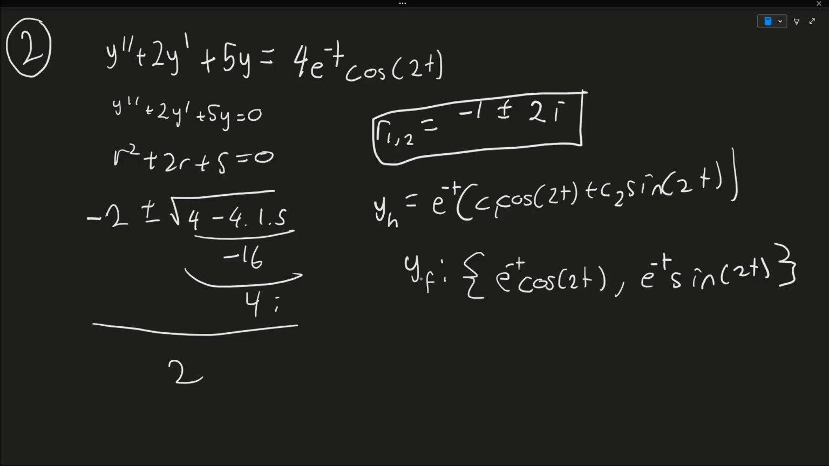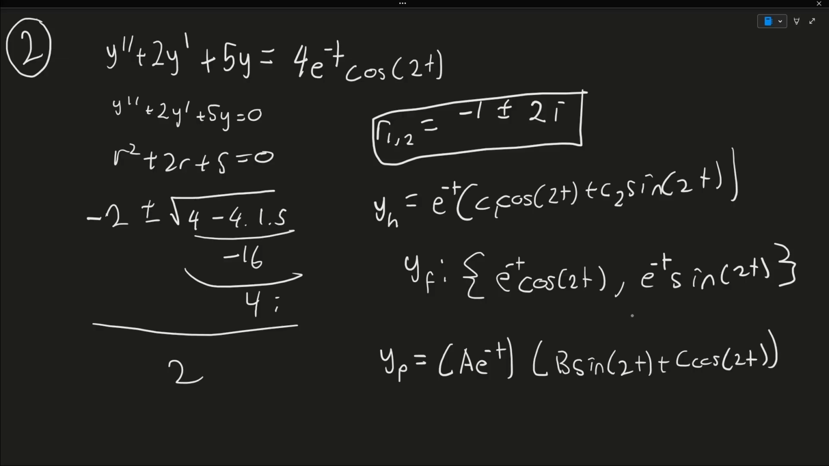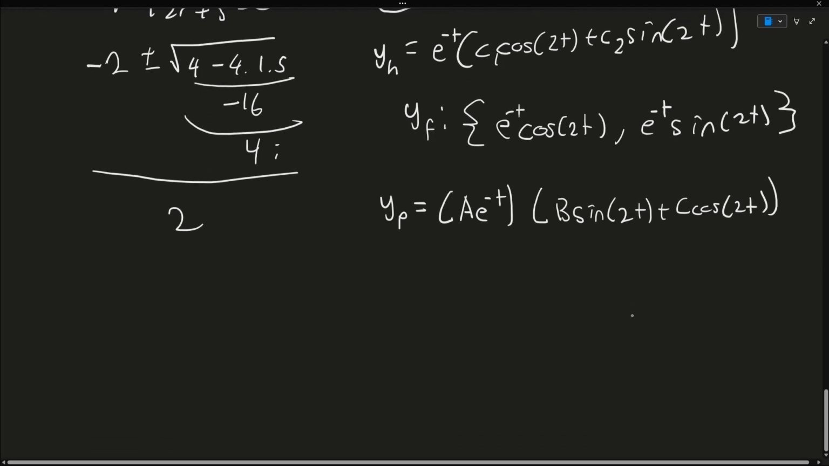Now let's go ahead and find what y particular is. Now we have an e to the minus t here. So first of all, we want a times e to the minus t, okay? And multiply that with, now we have a cosine of 2t, so the guess is going to be b sine of 2t plus c cosine of 2t. It doesn't matter which one you put first. I'm just writing random constants. A, B, C are just arbitrary constants.